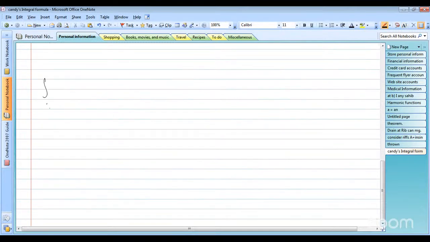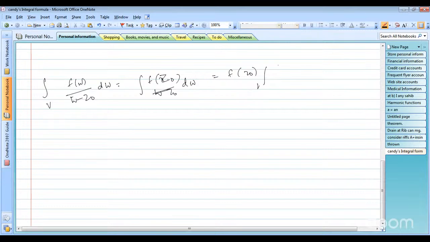The integration of F of W by W minus Z naught dW I am taking here, that is F of Z naught. So F of Z naught by W minus Z naught dW is equal to, F of Z naught is a constant taking outside, gamma dW by W minus Z naught, that is equal to 2 pi i, so where I am taking 2 pi i Z naught.